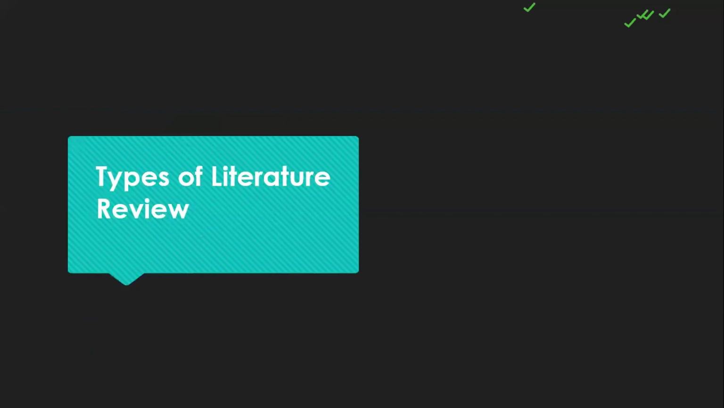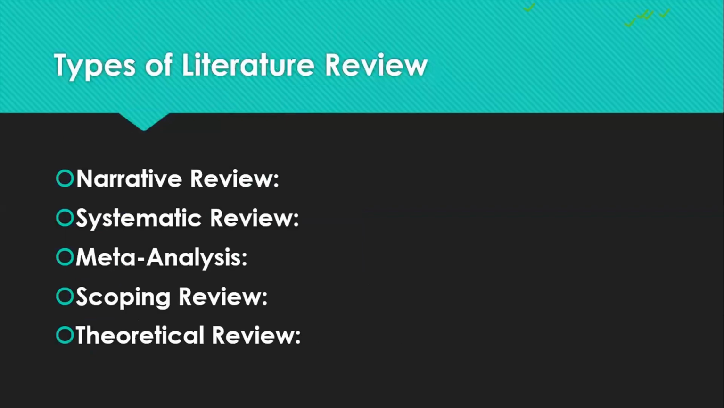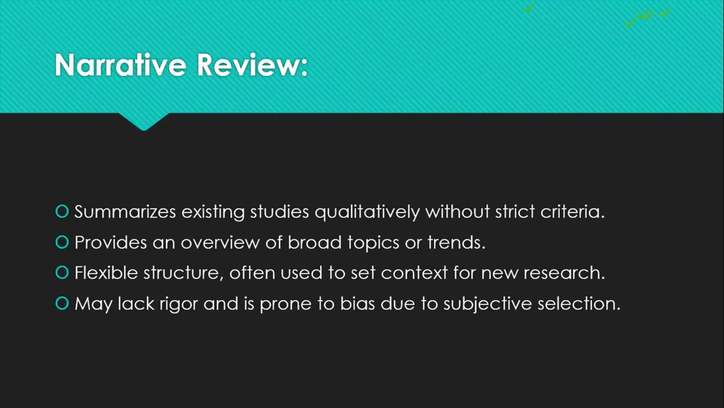Next we are going to see about types of literature review. There are five types: narrative review, systematic review, meta-analysis, scoping review, and theoretical review. Now we'll see them one by one in detail.